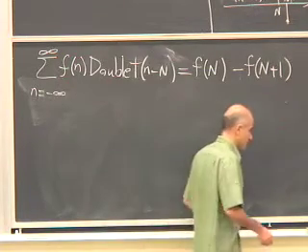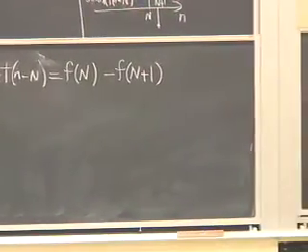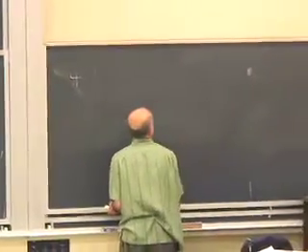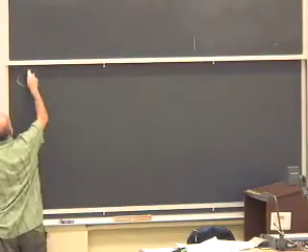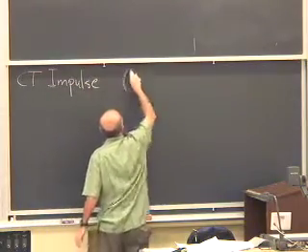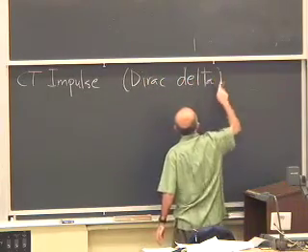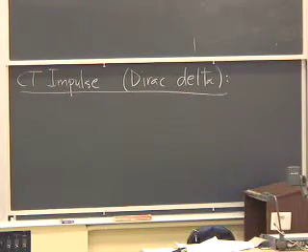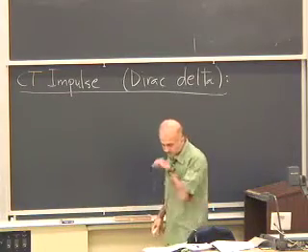And for that, I'll go to a new board. Get rid of this. So continuous time impulse, or the Dirac delta. This is a very different beast altogether. And the way I'm going to introduce this is by using an example from one of my favorite physics books.